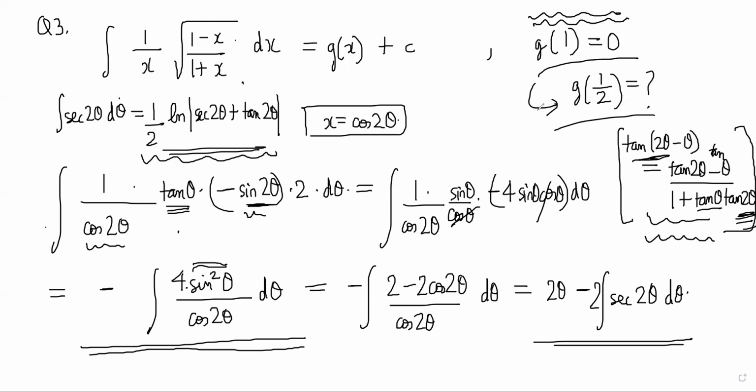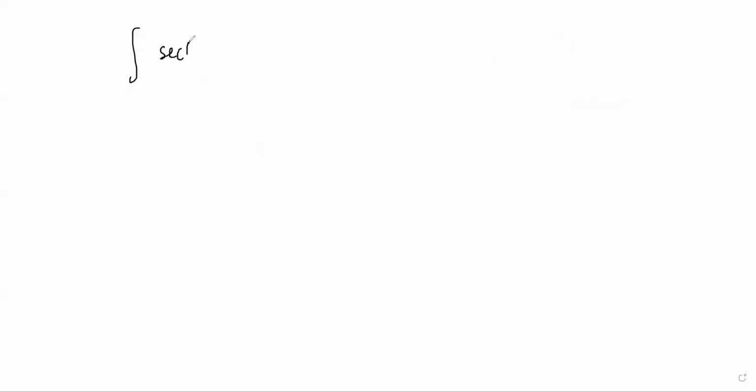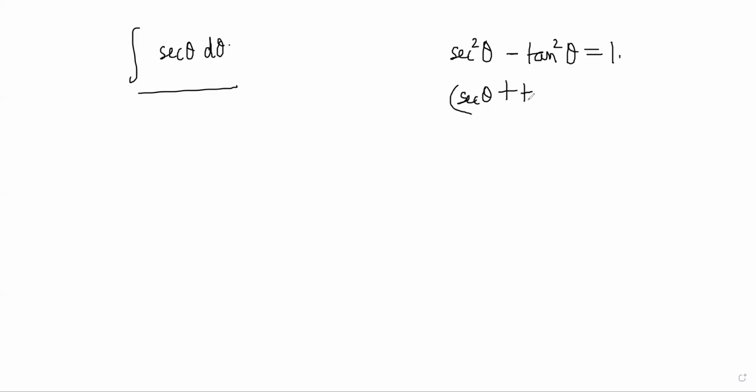Yes, sir. Sir, can you do the derivation of the integral of sec 2 theta? So when we try to do the integral of sec theta d theta, there is no nice way to integrate it immediately. I think what you have to realize is sec square theta minus tan square theta equals 1. So what we know is (sec theta plus tan theta) multiplied by (sec theta minus tan theta) is equal to 1, correct?